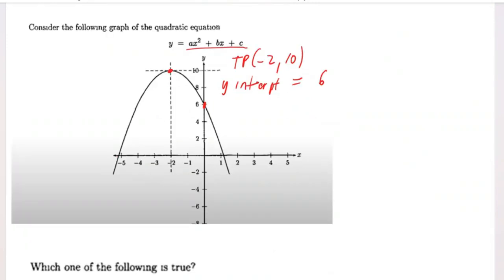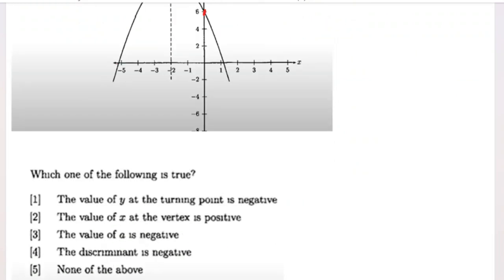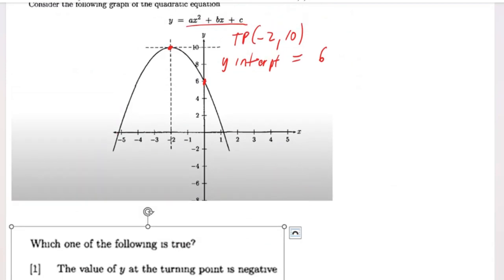Once you've got an idea of the information that is suggested by your graph and what is given, you can now attend to the questions. The question is saying, which one of the following is true? We are looking for the truth. The value of the y at the turning point is negative. Because you've already done your global analysis, you can easily tell my y-intercept is positive, it is equal to 10. So this one is not true. We're looking for something that is true.